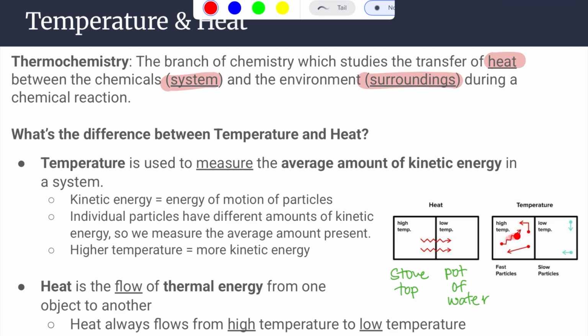If we wanted to model temperature, for anything with a high temperature we're going to show a dot for the particle, and then we have some longer arrows to show that there's a higher amount of kinetic or motion energy. Something with a low temperature, we would still have dots, but we would have smaller or shorter arrows there.